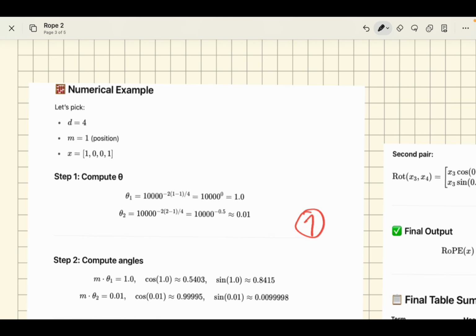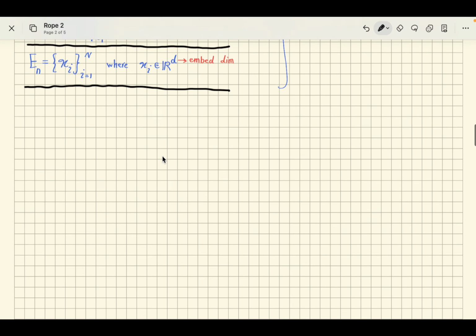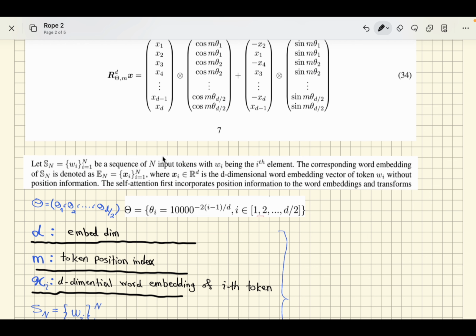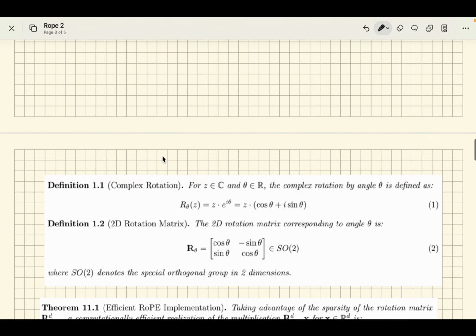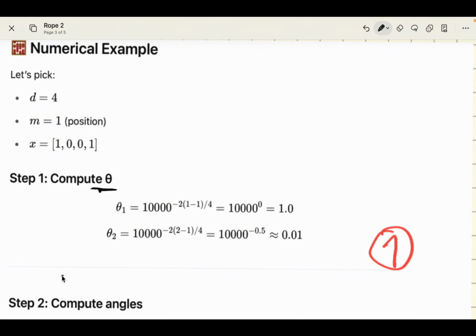So what we need to do first is compute the thetas. Going back to the equation, the thetas are simply this constant to the power of that expression, for i from 1 all the way up to half of the dimension. In our case we only have two frequencies, or thetas: theta 1 and theta 2, where theta 1 is equal to 1 and theta 2 is equal to 0.01.